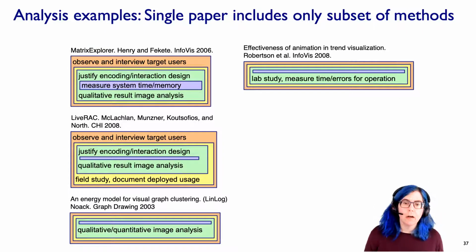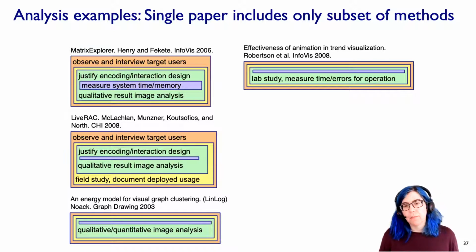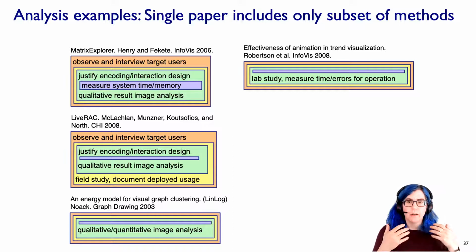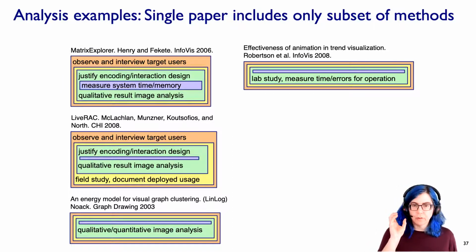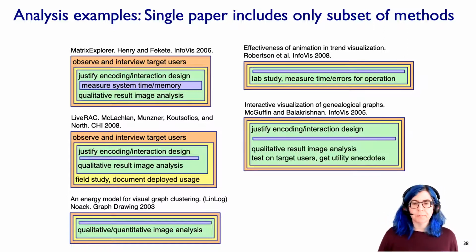Here's another one. George Robertson et al. studied the effectiveness of animation in trend visualization. And so that was an entire paper, which is what we often call just an evaluation paper in Viz. That paper was really focused on being a laboratory controlled experiment with human users, where what they were trying to do is measure how long it took people to do things, and measure the amount of errors. So the entire paper was about a particular laboratory study.